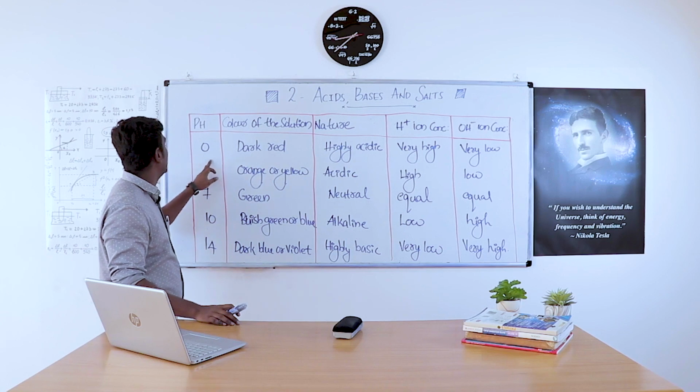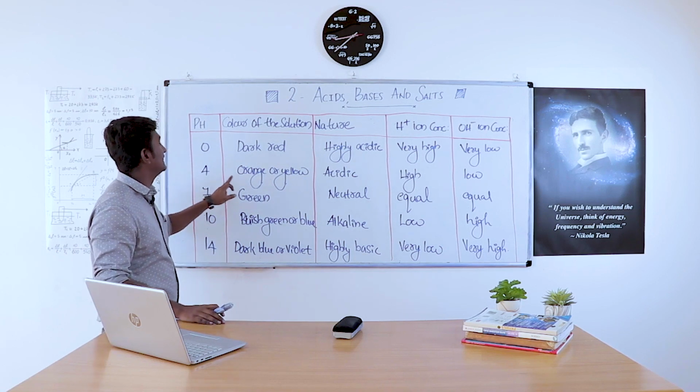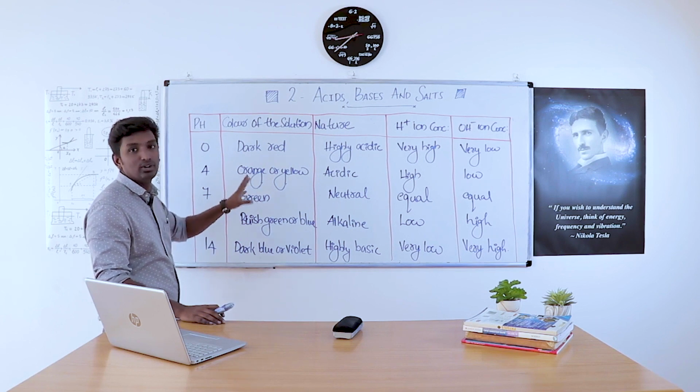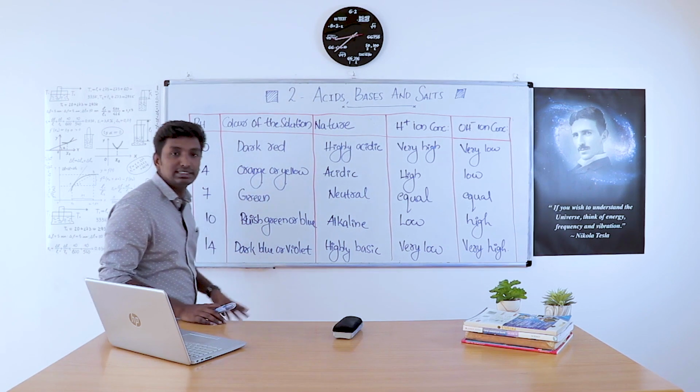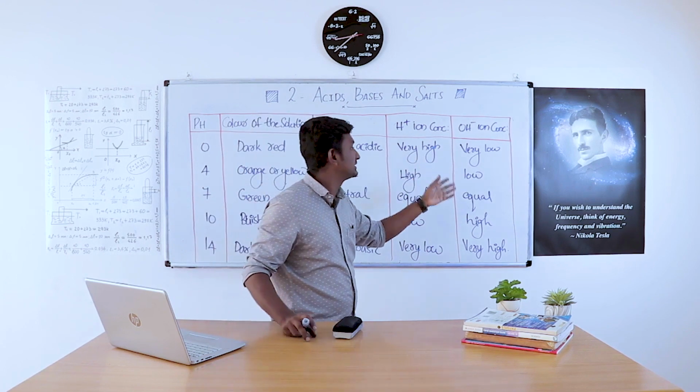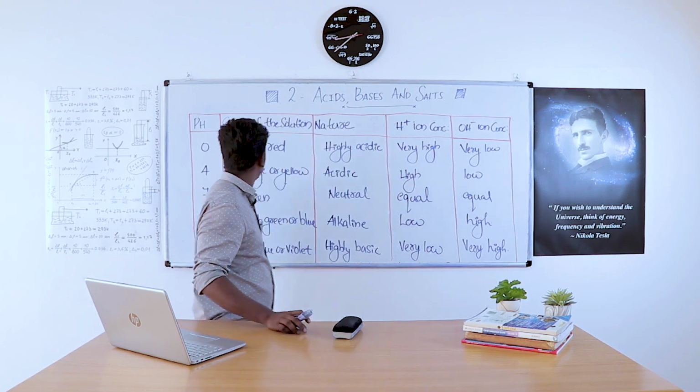Then if the value of pH is 4, the color of the solution is orange or yellow, and the nature is acidic. H plus ion concentration is high and OH minus ion concentration is low.